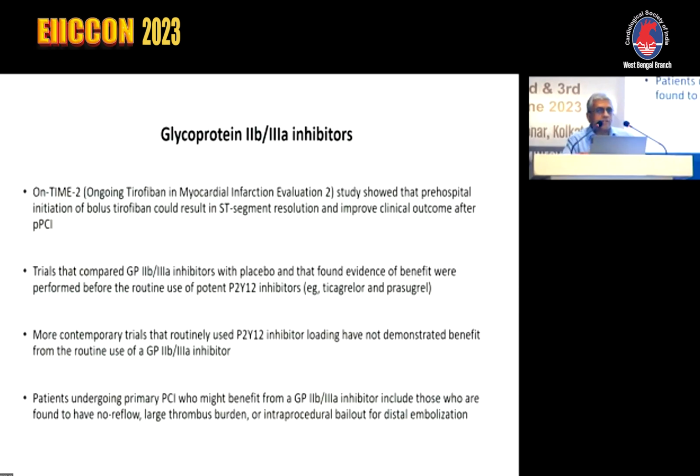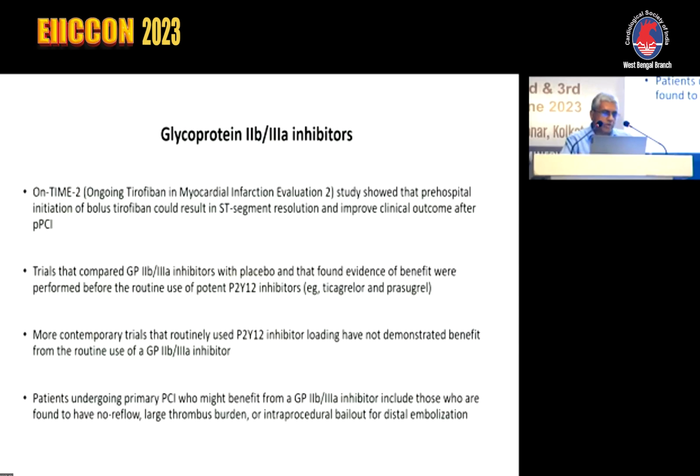Now, a very interesting topic is that I would like to put in 2B3A inhibitors. The On-TIME 2 study, which was done quite some time ago, showed that the pre-hospital initiation of bolus tirofiban could result in ST segment resolution and improvement in clinical outcome after primary PCI. But note that such trials were done before the potent P2Y12 inhibitors like ticagrelor and prasugrel were available. But the contemporary trials have not demonstrated such a useful effect.